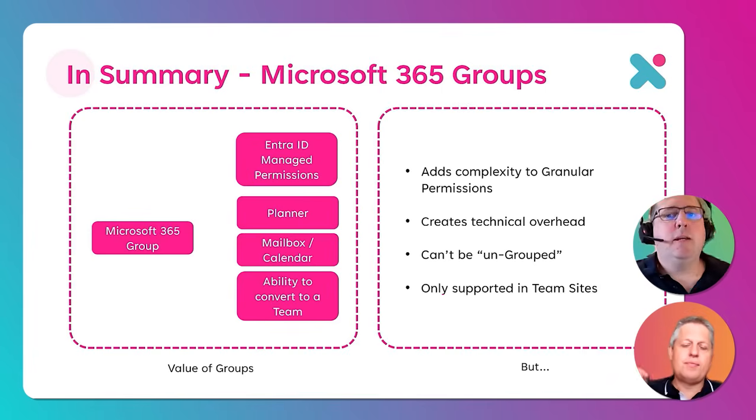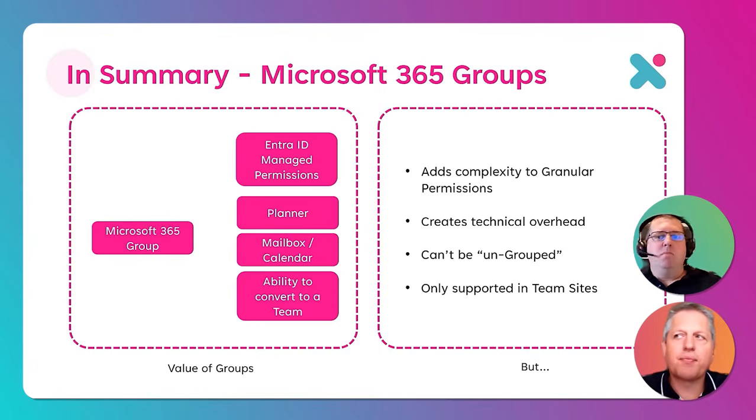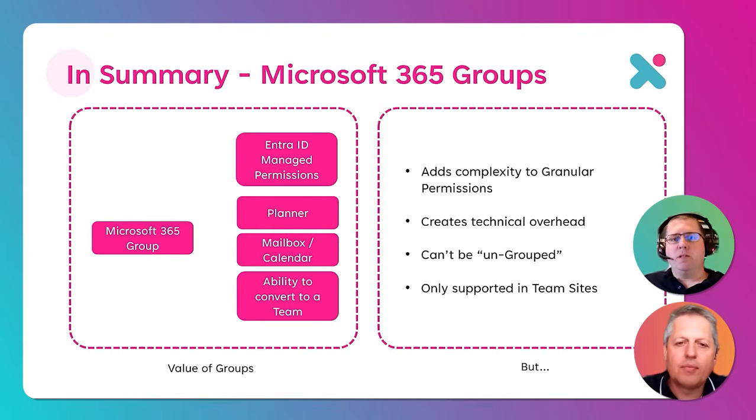Yeah, so the counter to that is it makes it harder if you want to manage slightly more granular permissions. So in those filing scenarios, maybe think of the scenario where you've got employee records, but some records are for directors and need to be more restricted in terms of who has access to them. So it makes it slightly harder to support that. More considerations are needed when you're using a group. It creates technical overhead. If you don't need the planner and the mailbox and the calendar, and you're not collaborating, you're filing, then you don't need all of that additional stuff.